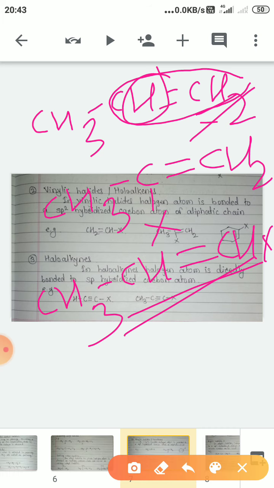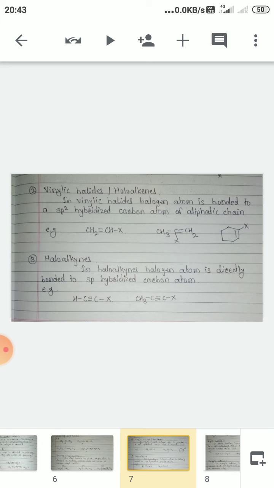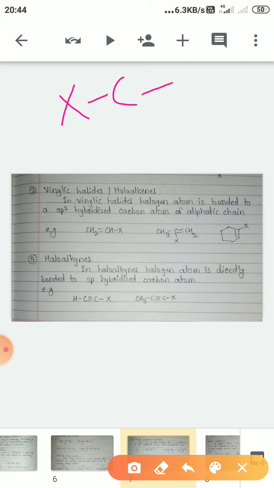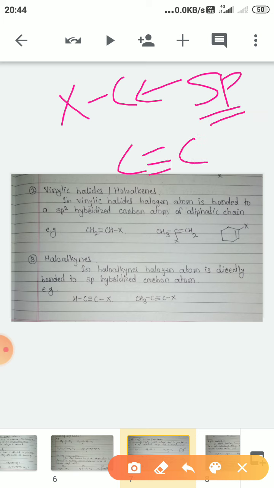Okay. Now next one is haloalkynes. Now the name itself suggests that in haloalkynes, the halogen atom is directly attached to a carbon atom which is sp hybridized, and sp hybridized carbon atom means triple bonded carbon atom. That means if the halogen atom is directly bonded to a carbon atom which is sp hybridized, such halides are called haloalkynes.